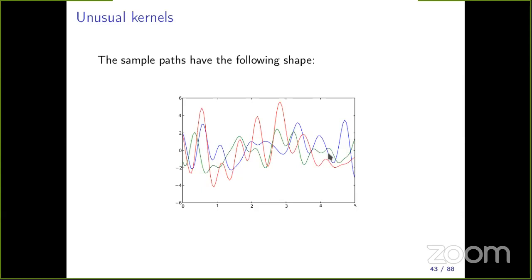So if you want to model, I don't know, waves on the ocean, then I guess this covariance function is something that could make sense. It's not perfectly periodic because we know waves are not, but there is some quasi-periodicity in there.